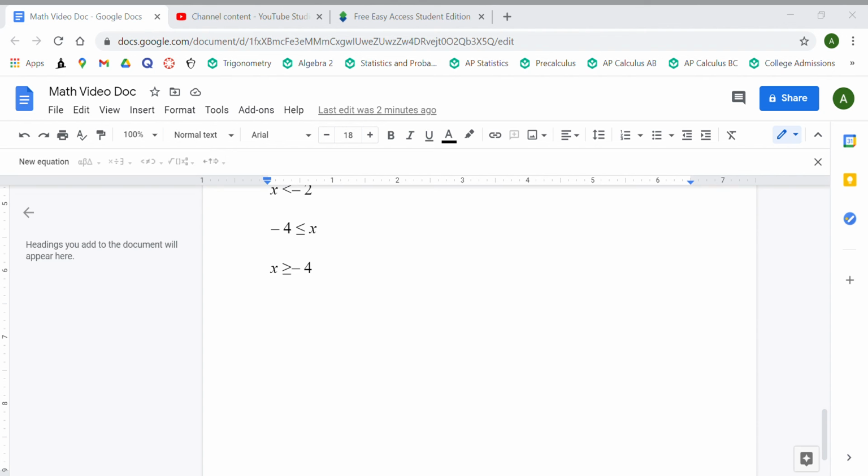So I'm going to have 5 in the middle. And then we're going to have a closed circle. We're going to be shading to the left. So why don't you try to write the inequality from this graph, pause the video, and try to figure this out on your own.